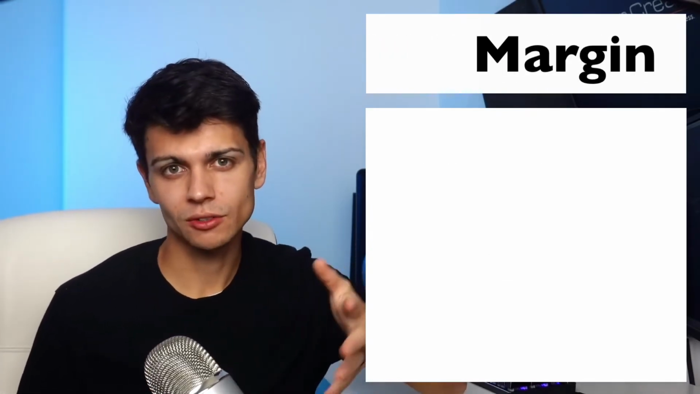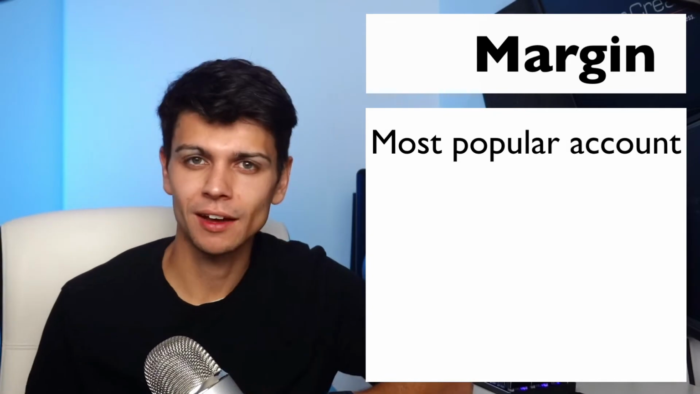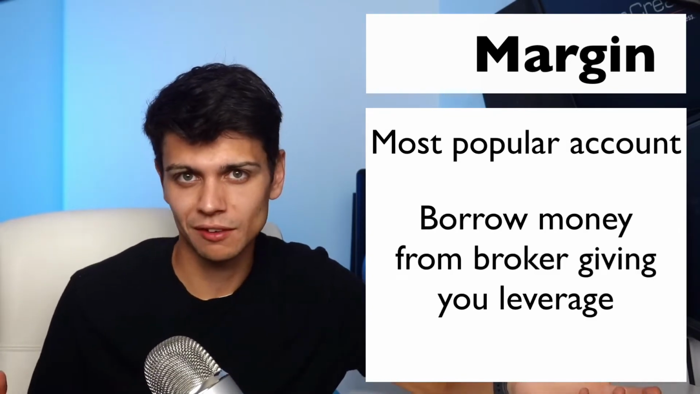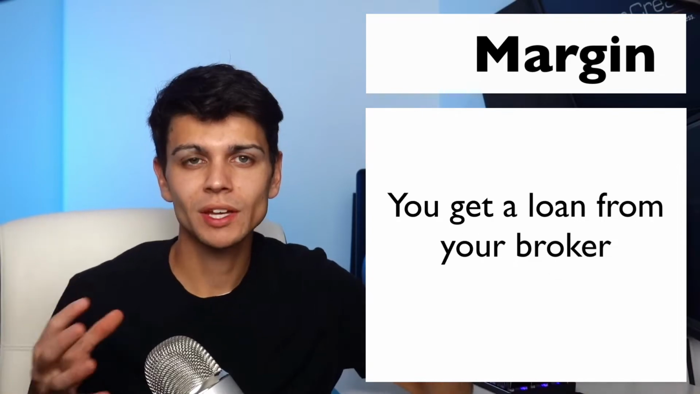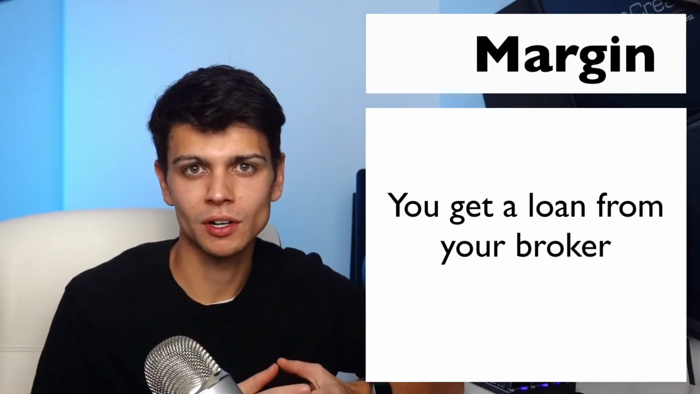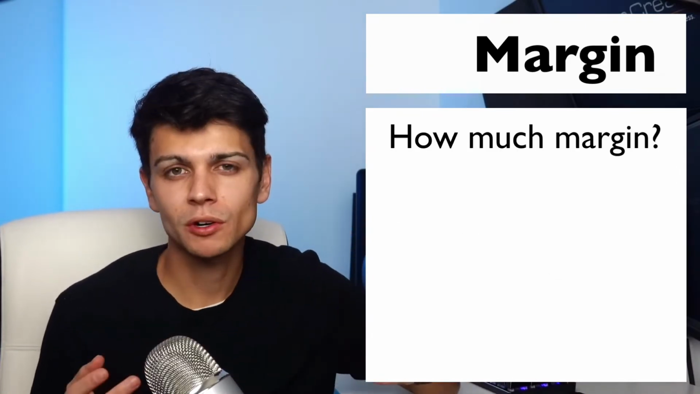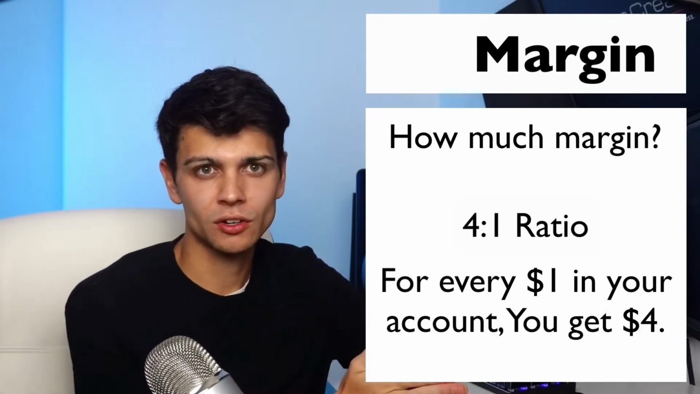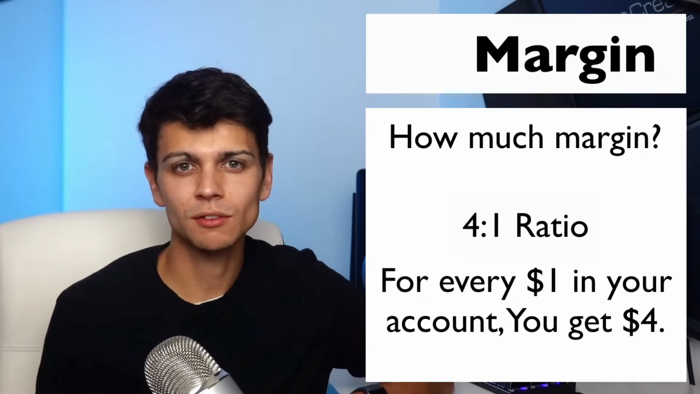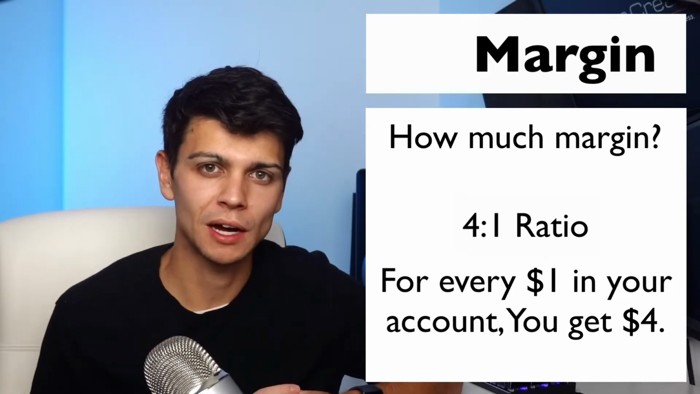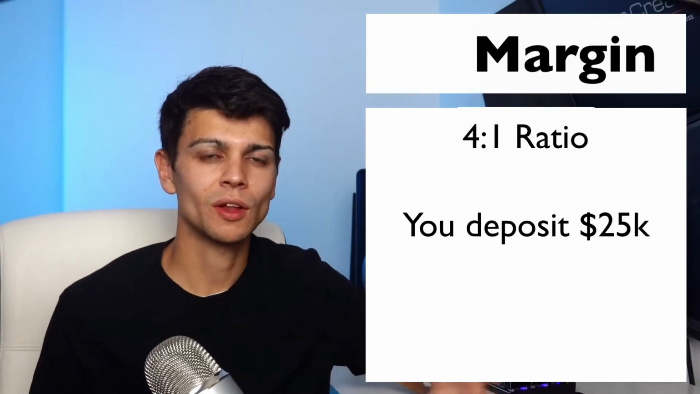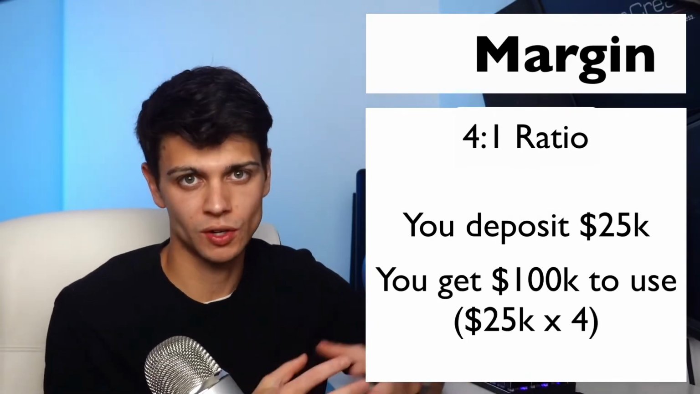A margin account is the most popular type of account because you get to borrow money from your broker and use that leverage. In other words, you get a loan from your broker with a margin account. Most brokers typically give you a 4-to-1 ratio. So for every dollar that is in your account, they give you $4 worth of buying power, or money to play with. So with a $25,000 account, you'll have $100,000 to trade with.